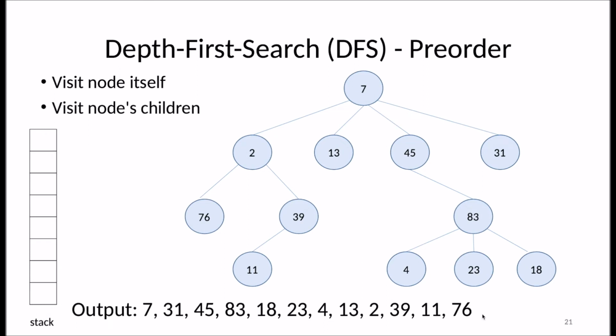And this output here matches the pre-order depth first search. You can see we went from 7, 31, so match it to the output here. Then back to 45, 83, 18, 23, 4. Then backed up all the way to 13. And then going on the left side, 2, 39, 11, and 76. Now let's take a look at the implementation.